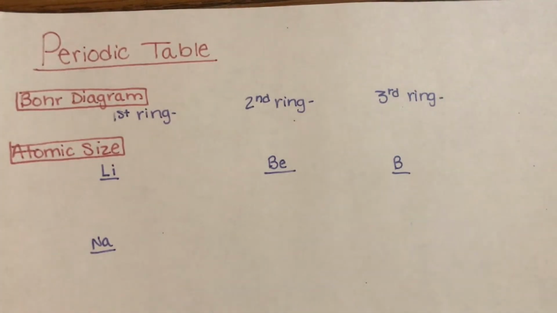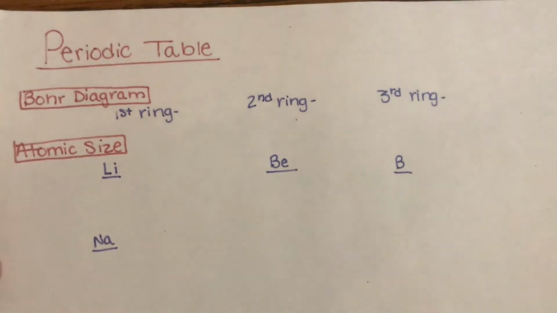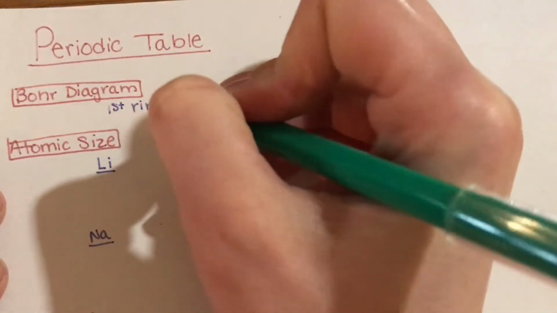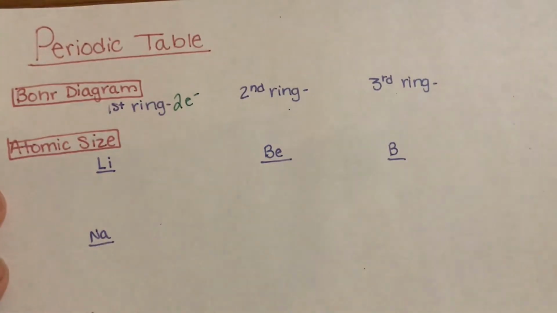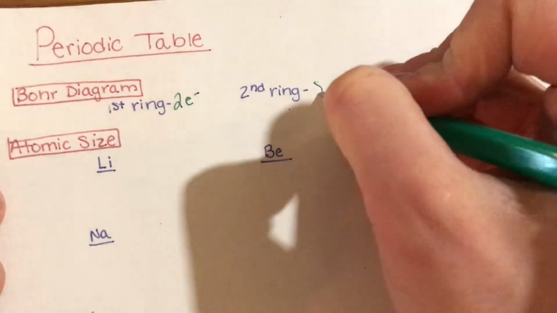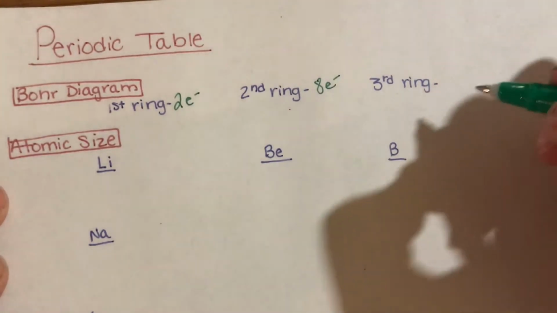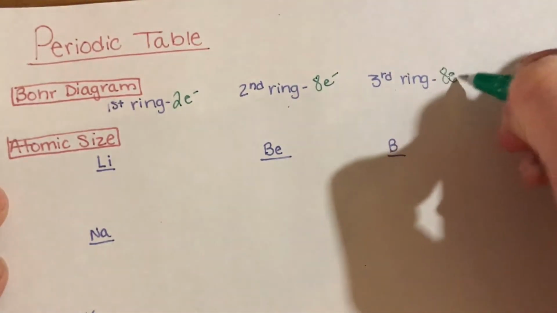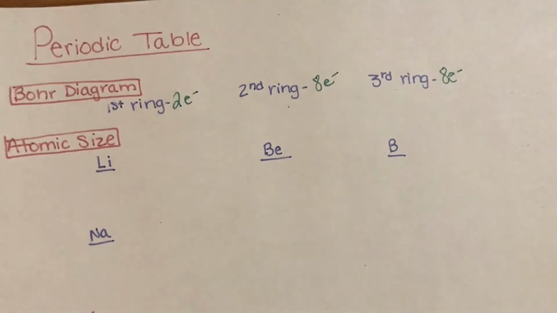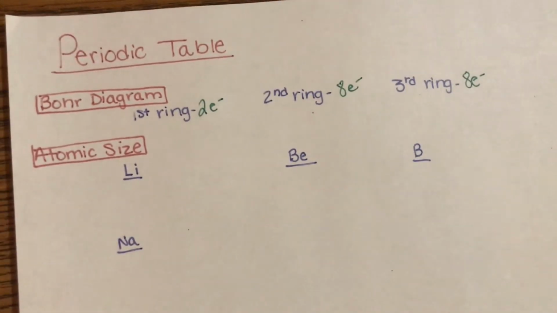So in your Bohr diagram, your first energy level, or your first ring, can hold 2 electrons. Second one can hold 8 electrons. And then for what we're going to be doing for our Bohr diagrams, third one can also hold 8 electrons. So we're going to be using these diagrams to look at how the size of the atom changes as you go across and down the periodic table. So for this, we're going to want to draw out Bohr diagrams.